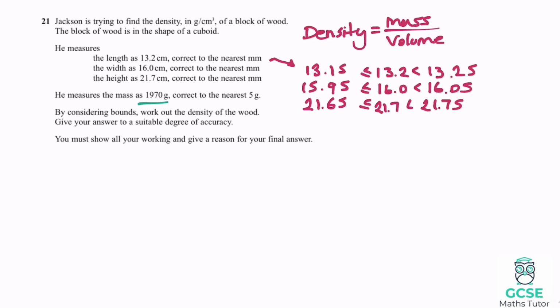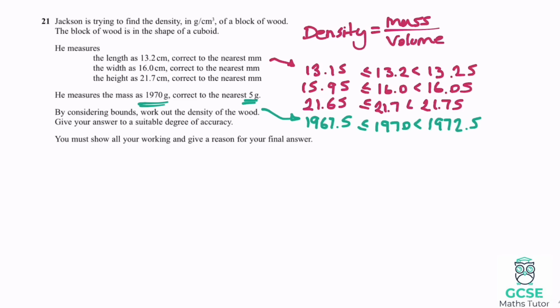Now I'm going to get the bound for this, which is correct to the nearest 5. So a slightly different error interval here, but let's have a look. We've got 1970 in the middle, and if it's to the nearest 5, that means we can go 2.5 above and 2.5 below, which is half of 5. So that would be 1972.5 as the upper bound, and 1967.5 as our lower bound there. Now we've just got to work out the upper and lower bounds.